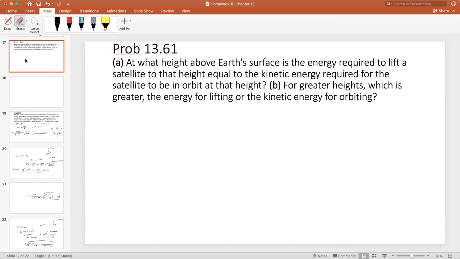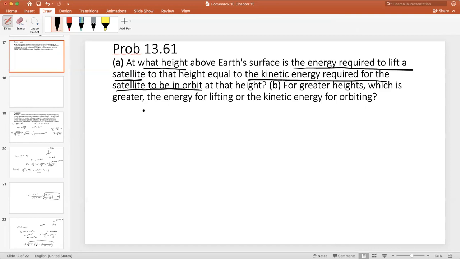Okay, so we're just talking about a satellite. At what height above the Earth's surface is the energy required to lift a satellite to the height equal to the kinetic energy required for the satellite to be in orbit at that height, which is a horrible, horrible mouthful? So at what height above the Earth's surface is the energy required to lift a satellite to that height equal to the kinetic energy required for the satellite to be in orbit? And then for greater heights, we have this other question to answer.